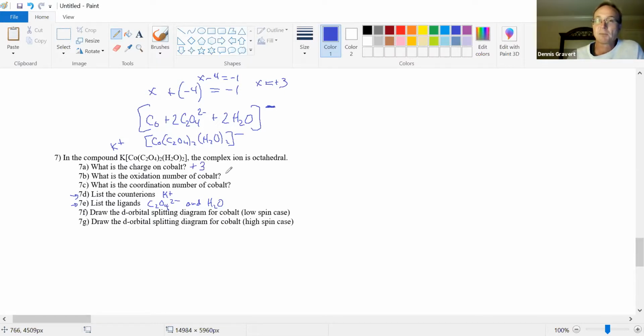What's the oxidation number of cobalt? Not a trick question. It's still +3. Yeah, so I got the charge, which is actually, since cobalt's just a monatomic ion, the charge is defined to be the oxidation number by our oxidation number rules. I forget, when we had to calculate oxidation numbers, that was one of the guidelines.